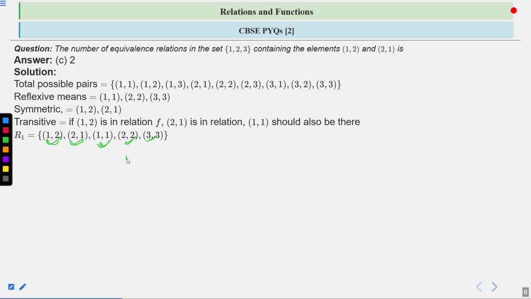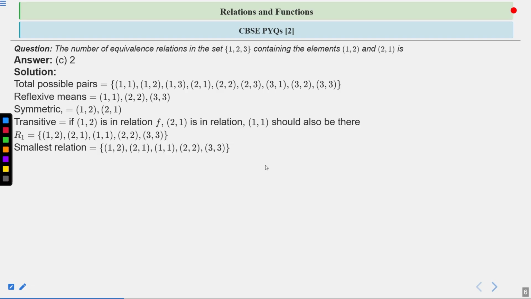See, (1,1) is lying, (1,1) is lying, and (1,2) is lying. Then what will be the next ordered pair for this to become transitive? (1,2) must lie. (1,2) is already there. Got it? So any ordered pair you check, all the conditions, reflexivity, transitivity, and symmetricity, will be satisfied here. So that is relation R1. Let us try to make another relation which must be equivalence. You can see that the smallest relation that can be defined is (1,2), (2,1), (1,1), (2,2), and (3,3), right?